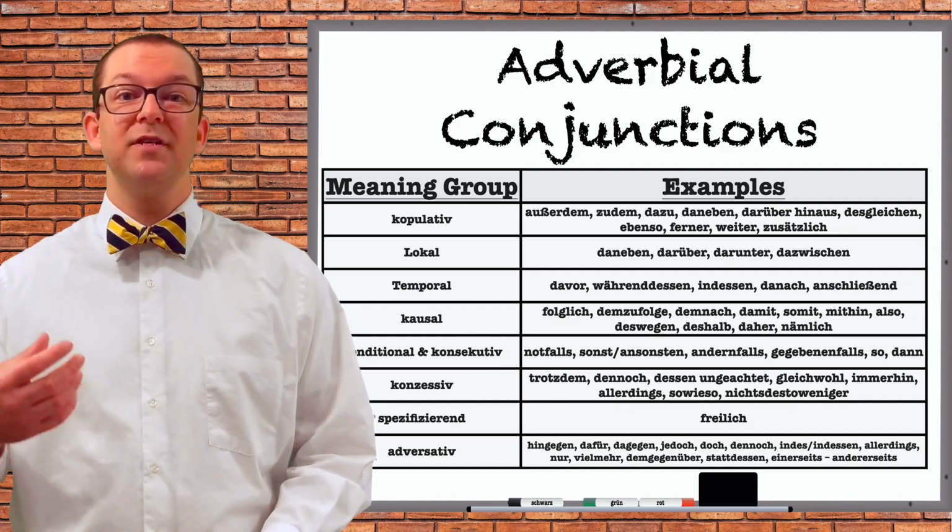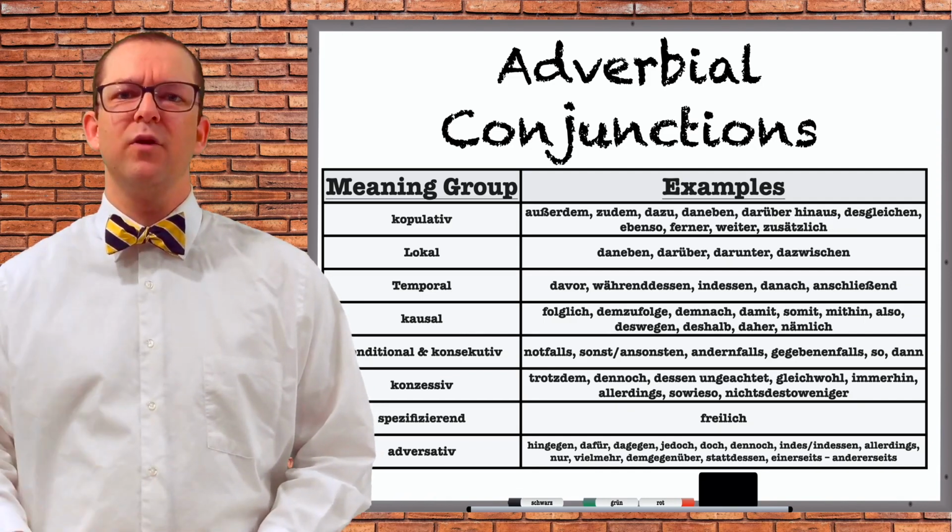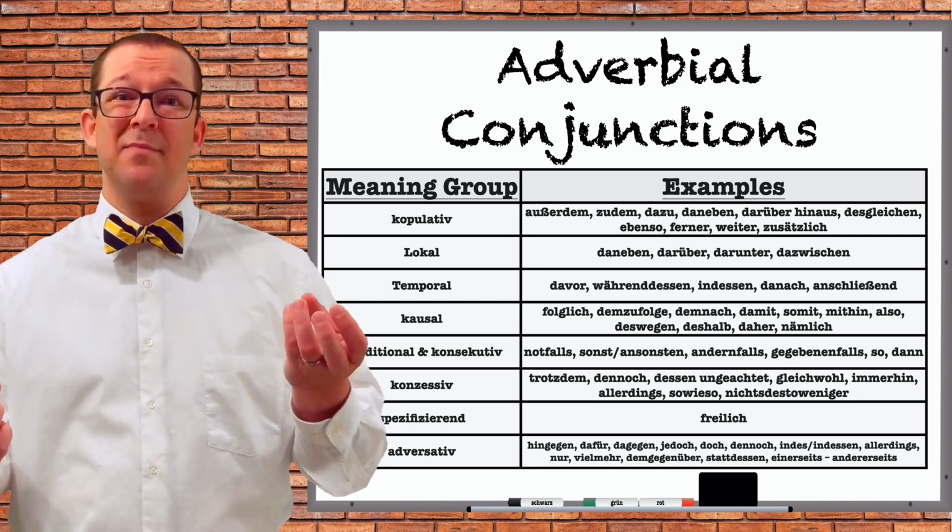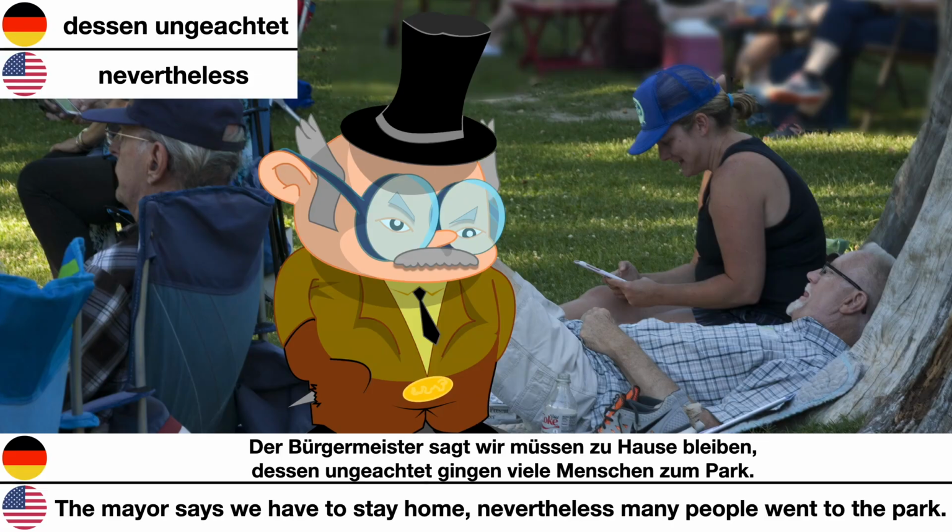Concessive refers to something that precludes another. In other words, this thing happened, but this happened anyway. For example, Der Bürgermeister sagt, wir müssen zu Hause bleiben. Dessen ungeachtet gingen viele Menschen zum Park. The mayor says we have to stay at home. Nevertheless, many people went to the park.